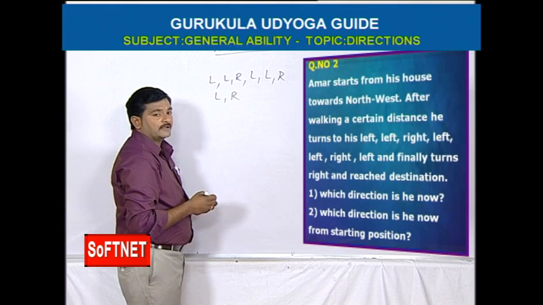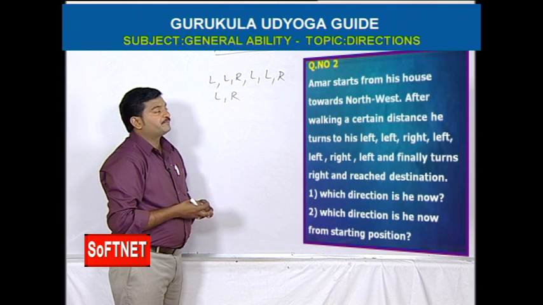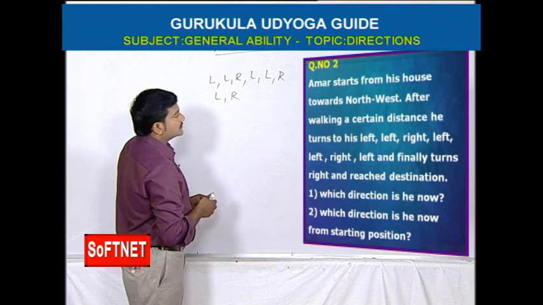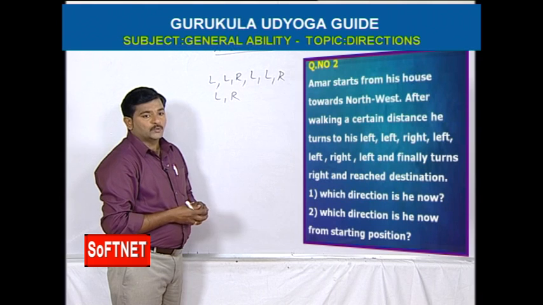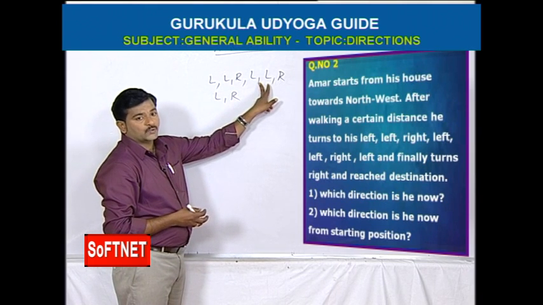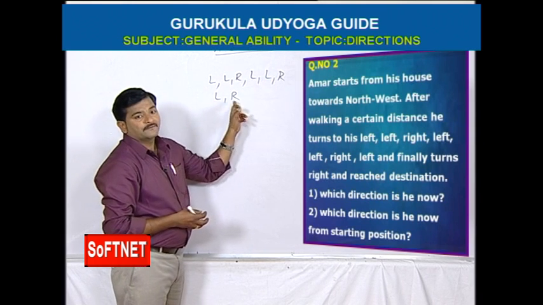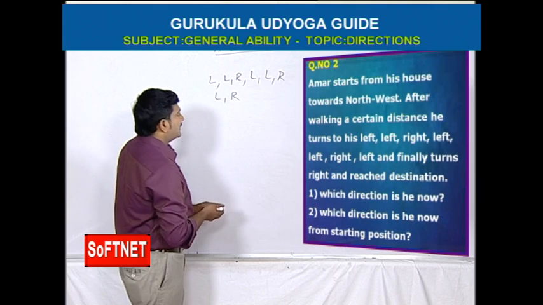Finally he gave right. I repeat, so how many lefts are there? Just focus on this question. So 2 lefts are there, and next right is there, again 2 lefts are there, 1 right is there, again 1 left is there, finally he turns left and reaches the destination.